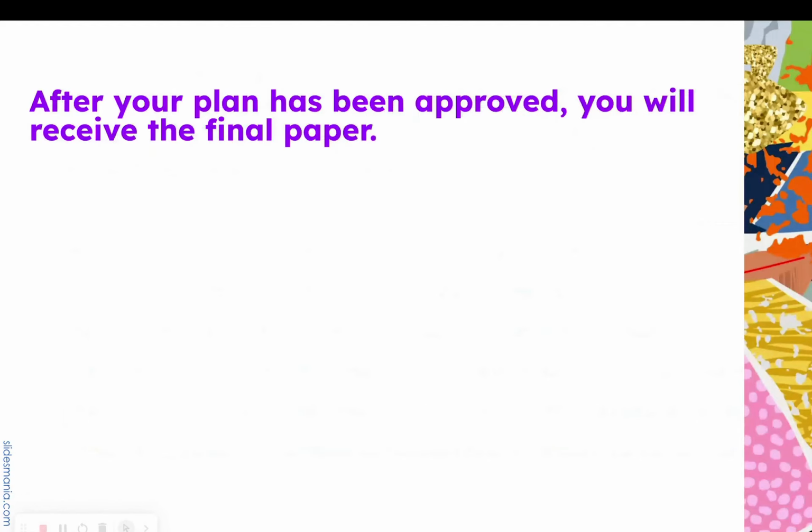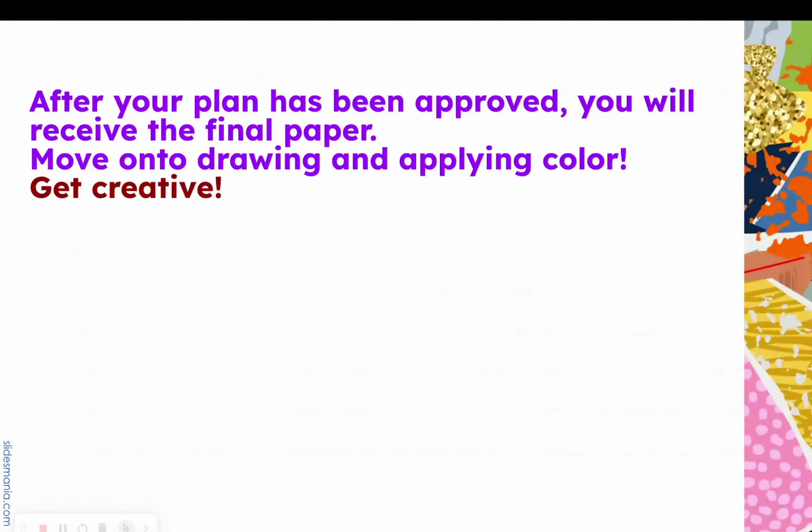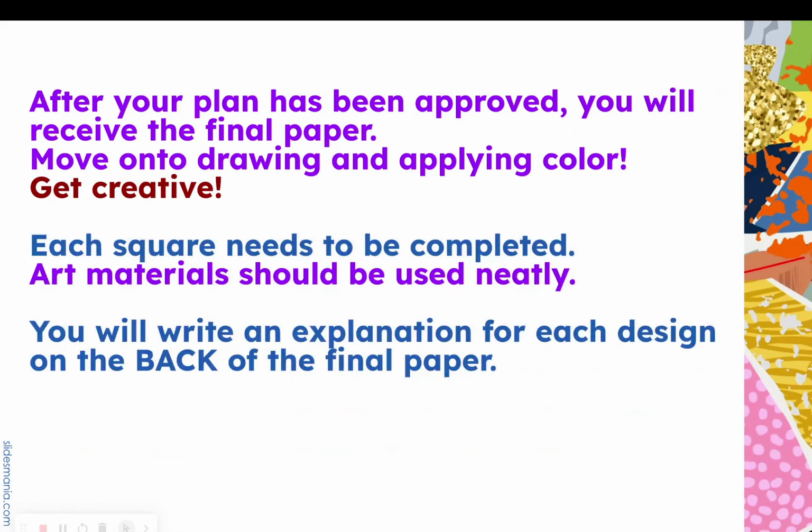So after your plan has been approved, you'll receive the final paper, you'll move on to drawing and applying color. Get creative, use your creativity. Think how you can explore these principles in different ways. Each square needs to be completed. Art materials should be used neatly. And as I said, you'll have space on the back to include an explanation for each design.